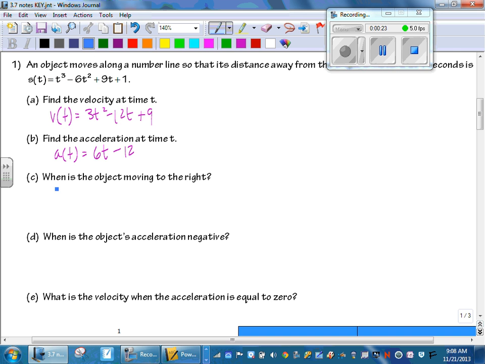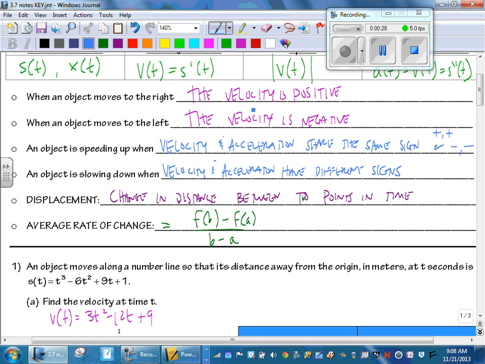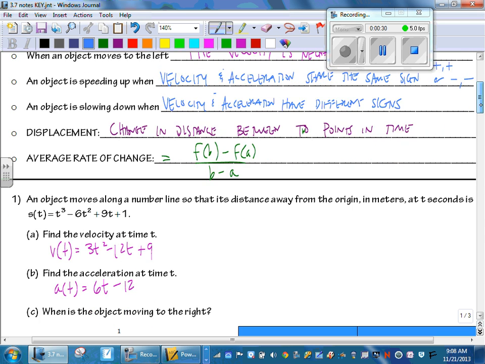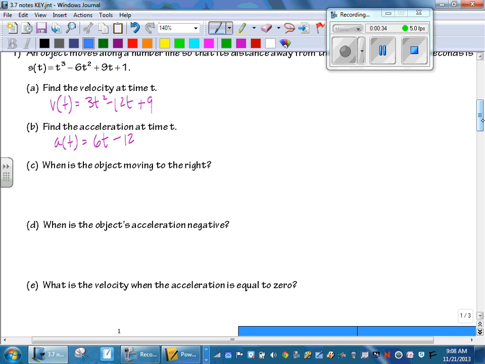In part C, it asks when is the object moving to the right. So we just talked about this. An object is moving to the right when the velocity is positive. So we have to figure out when is the velocity positive. To do that, first we're going to have to figure out when the velocity is 0. We're going to do a number line for velocity, so kind of going back to the beginning of this chapter. So I'm going to figure out when is velocity 0.